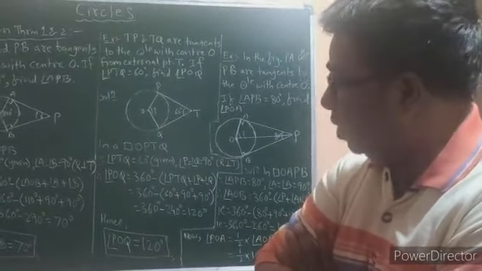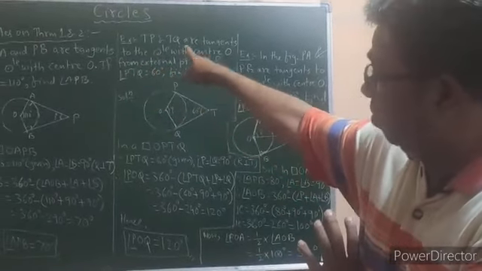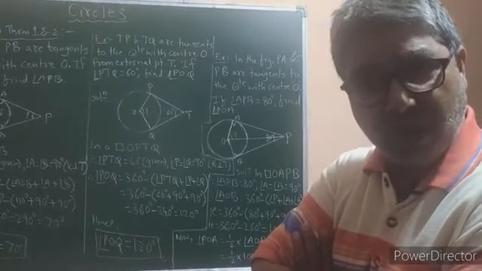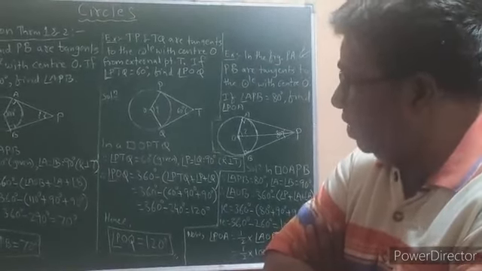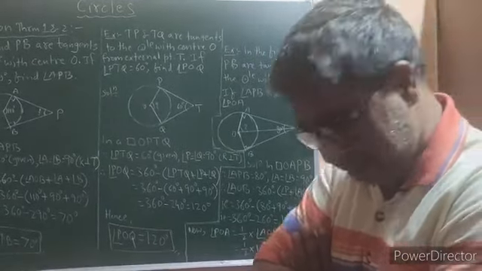You know, we are solving examples on theorem number 1 and theorem number 2 from the topic circles, and in our previous video we have solved about 6 to 7 examples. Now in this video let us continue the same and see few more examples.